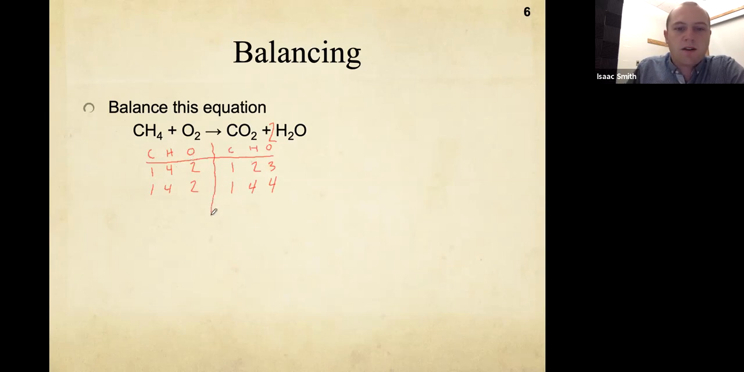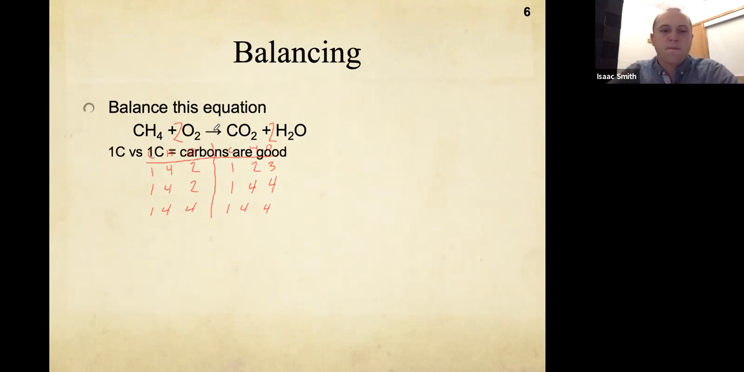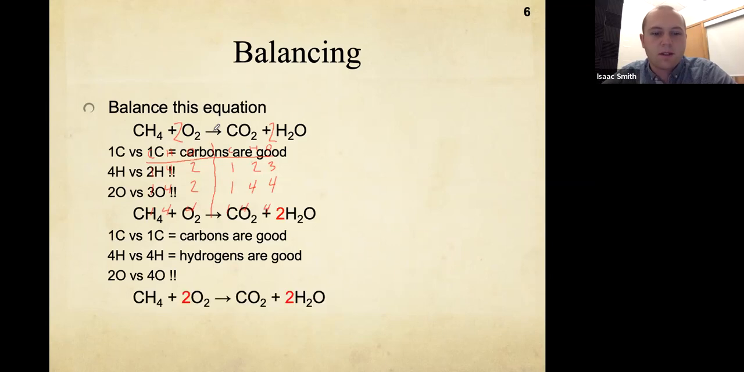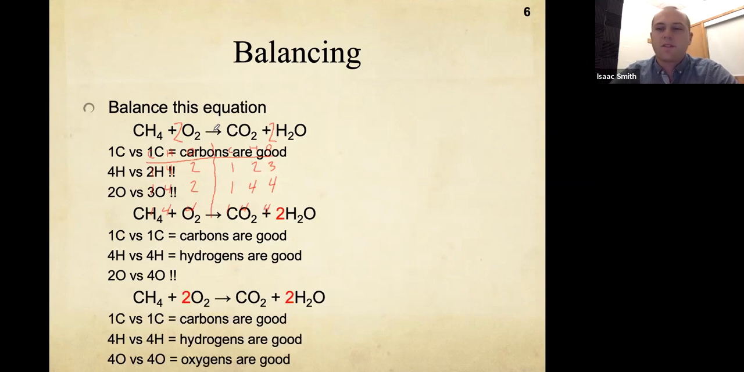Okay, so now all that's left, I have the same number of carbons on each side, the same number of hydrogens on each side, but I don't have enough oxygens. So now I can just add a 2 here, and since that only affects oxygens, this is going to change it to 1, 4, 4, 1, 4, 4. So now we're balanced, okay? This is just a PowerPoint kind of walking you through it in a different way. Same thing, but written out so you can see it.